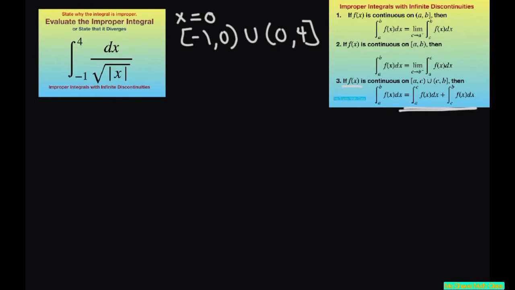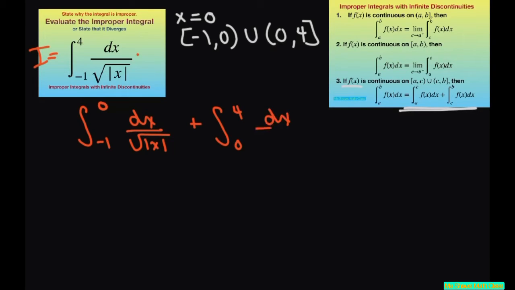And the way we're going to write that is take this integral. This will be integral I. So our two different integrals are going to be the integral from -1 to 0 of dx divided by square root of absolute value of x, plus, let's not do the limit yet, the integral from 0 to 4 of dx divided by square root of absolute value of x.